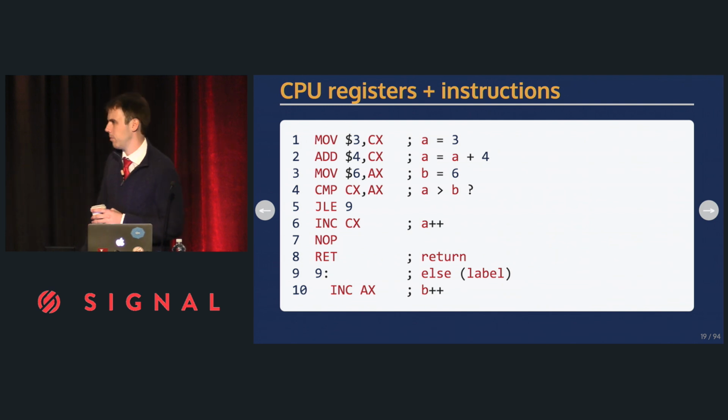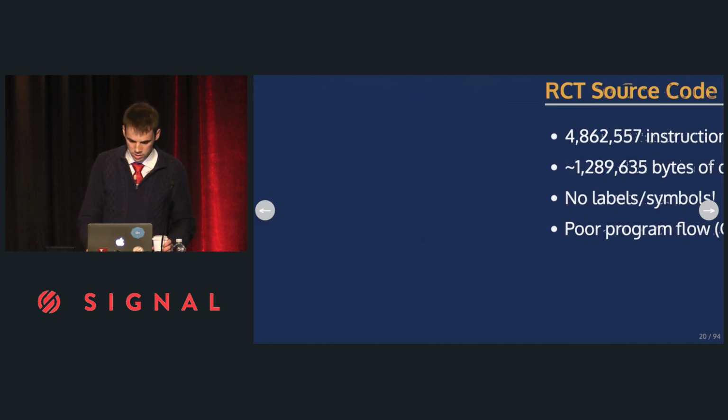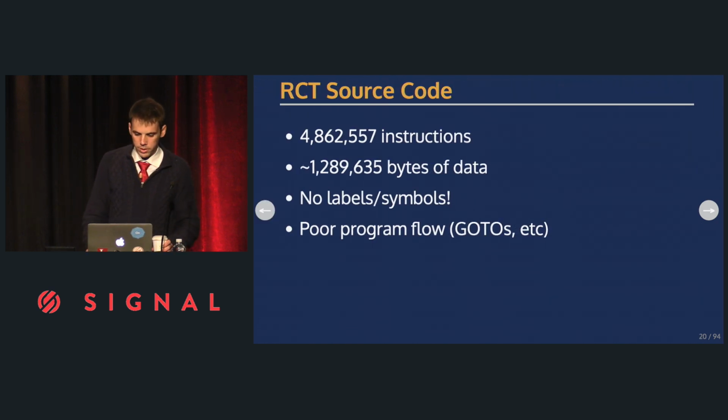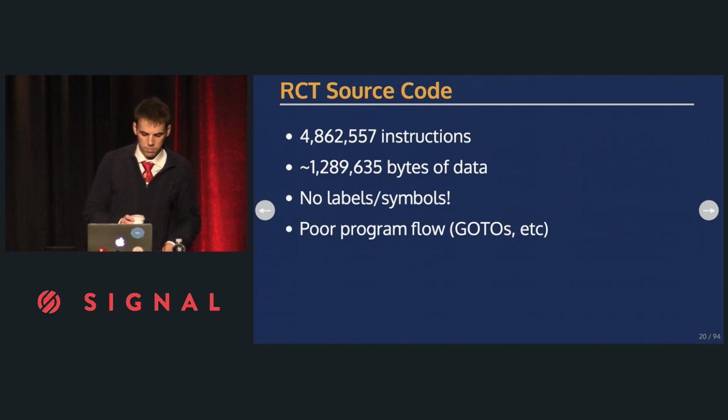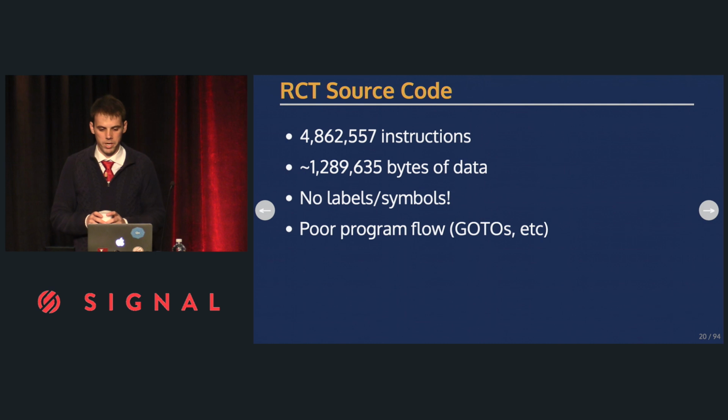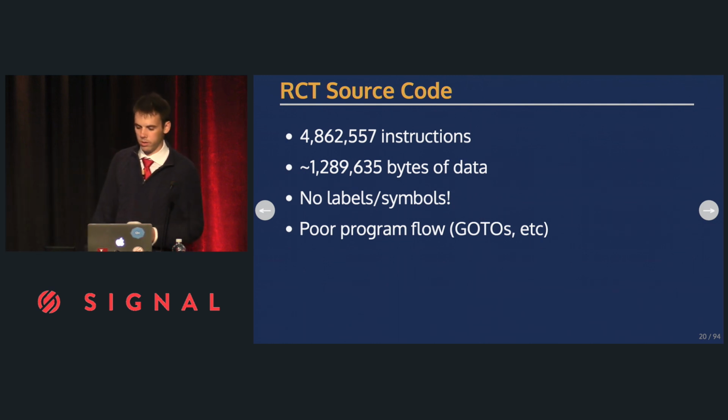This is really, really basic x86. There are a million x86 instructions. But the whole game is written in this sort of code, and I'll show you more examples as we go along. There are a lot of instructions in the game: 4.8 million instructions and 1.2 million bytes of data. That's stuff like the tracks and the price of a hamburger and all the other stuff that happens in the game.